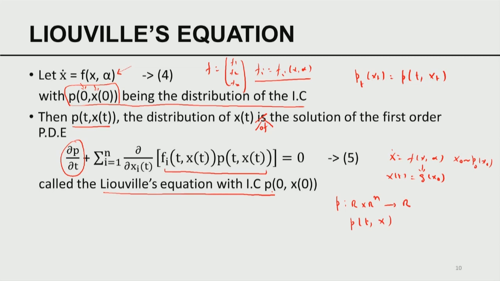Now please understand, fi's are known, p(t, x(t)) is not known. What is the claim? The solution p(t, x(t)) is obtained by solving the partial differential equation in phi. This equation is called Liouville's equation.